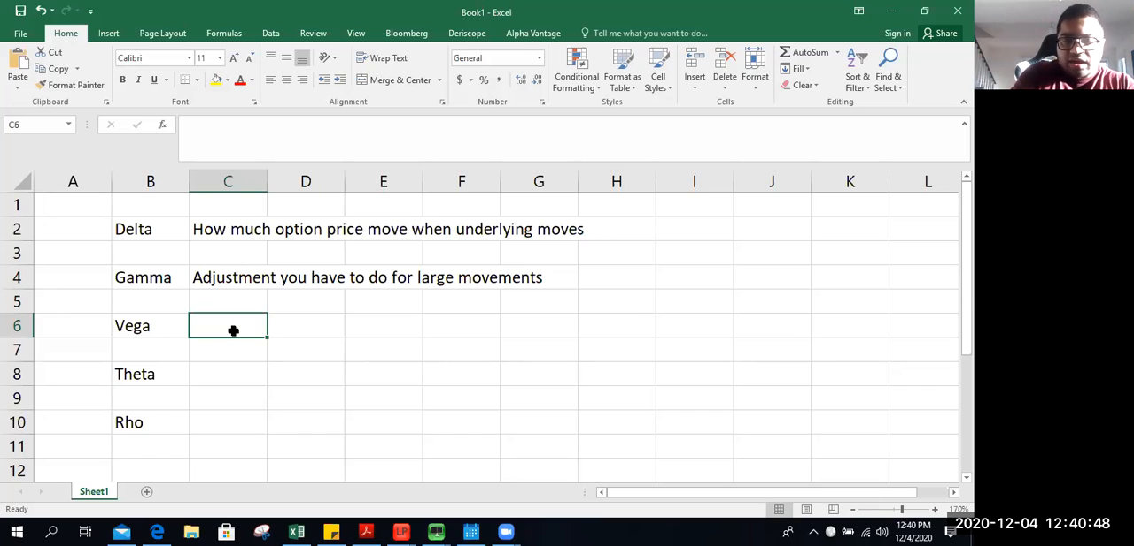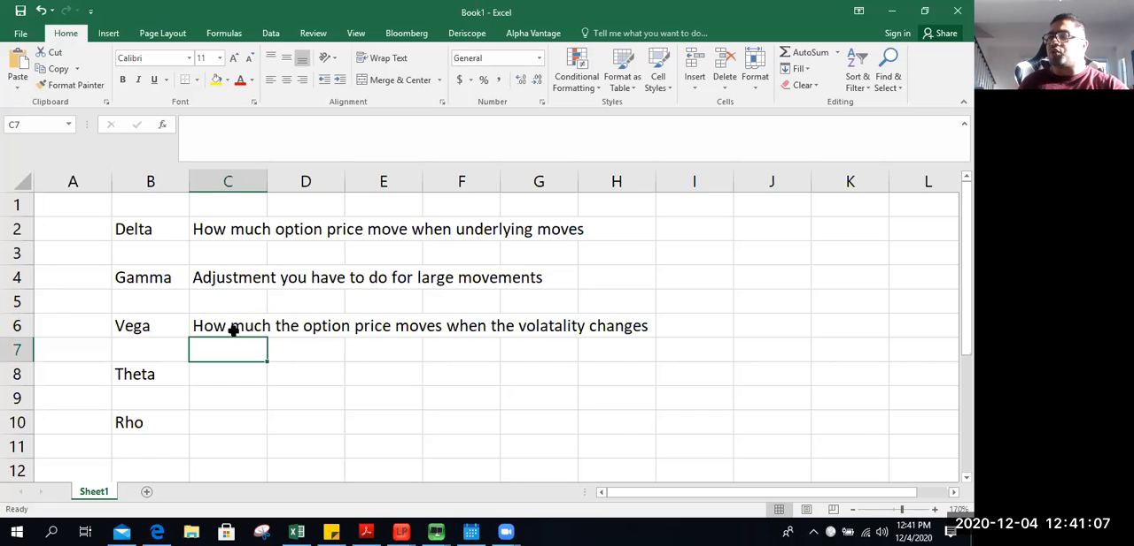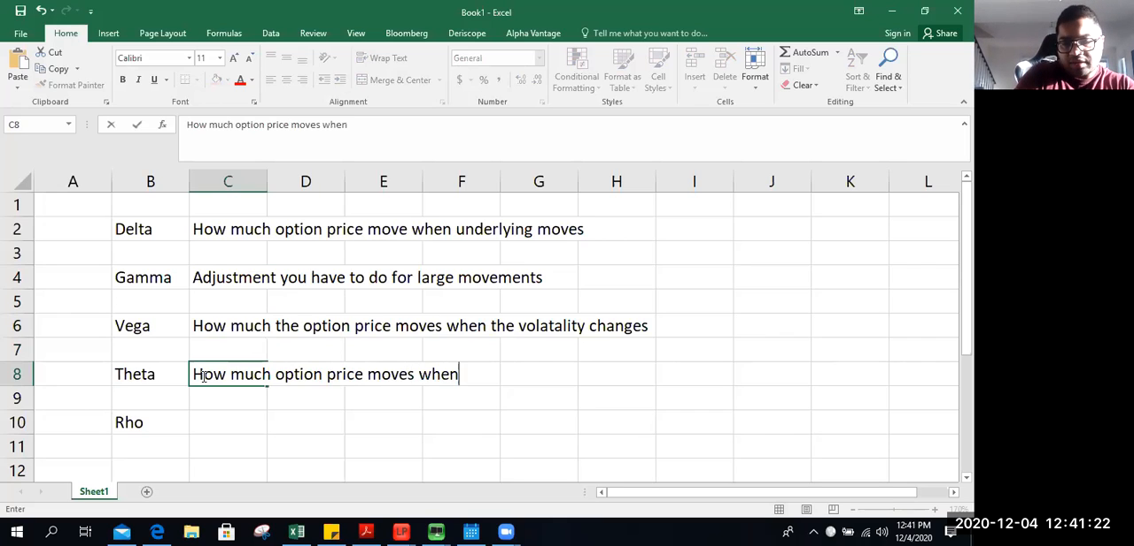Vega is how much the option price moves when the volatility changes. Okay. Theta is how much the option price moves as time passes.